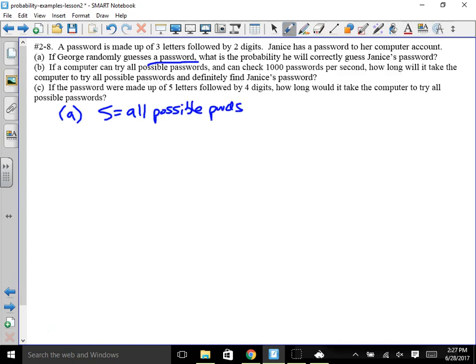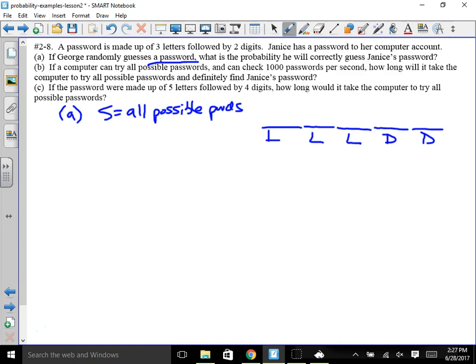We need a way to count this. Well, we have 3 letters followed by 2 digits. Now, we could do a tree diagram, but there are 26 letters, so the tree diagram would get very large. I think this is a perfect case for us to use multiplication principle, right? Let's talk about the number of ways we could make choices, right? We have to choose a letter. I'll use L for letter. We have to choose another letter, and then 2 digits, which are numbers, digits. So if we have 3 letters followed by 2 digits, then to pick a password, we have 5 choices to make, right? We have to choose a letter.